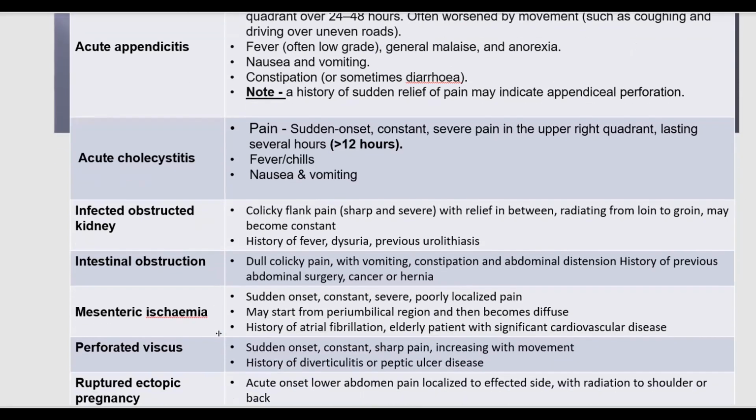Okay, let's go to the next one, intestinal obstruction. You will see dull colicky pain, the patient may be vomiting, constipation will also be a complaint, abdominal distension, and a history of previous abdominal surgery, cancer or hernia. You will get this information in the history.